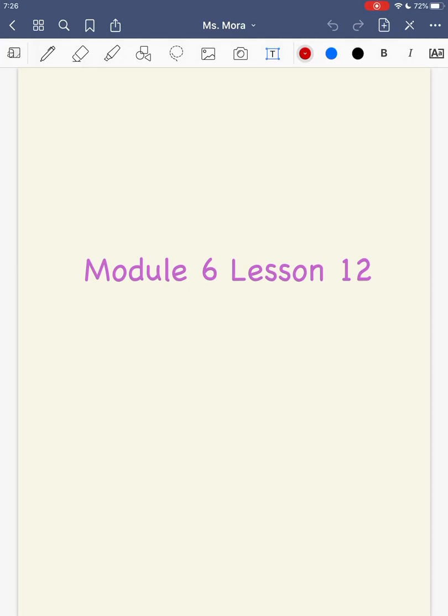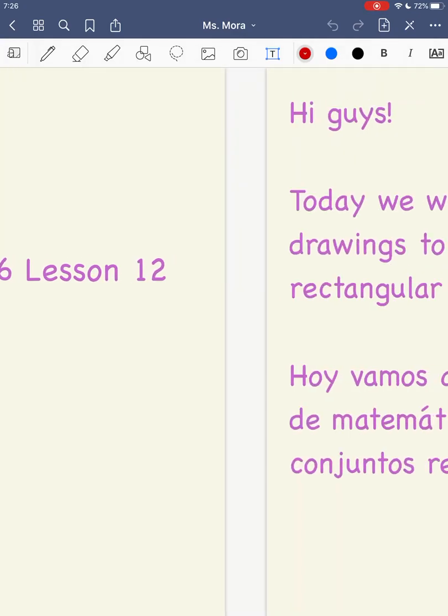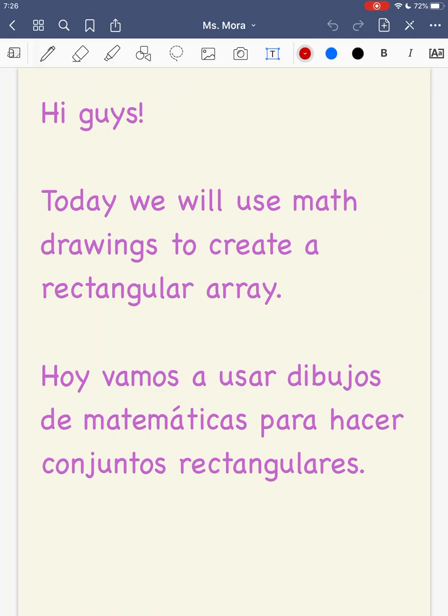Hi guys, this is Module 6, Lesson 12. Today we will use math drawings to create a rectangular array.